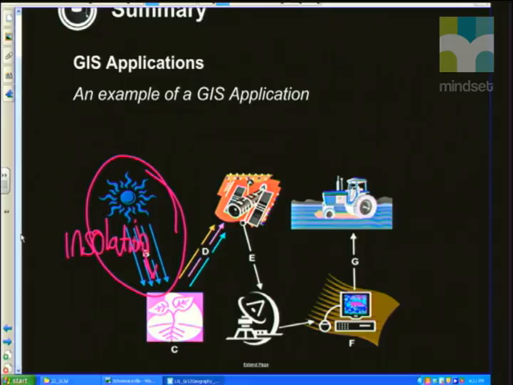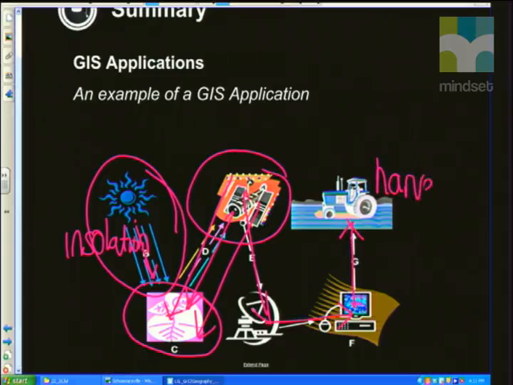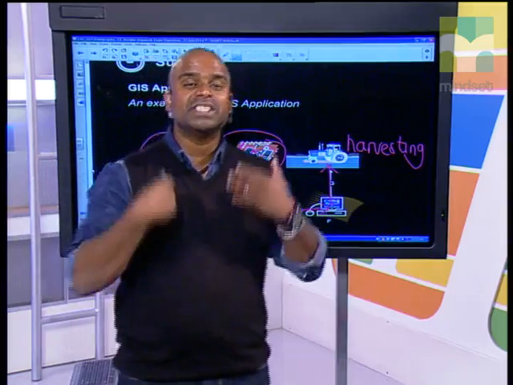Incoming solar radiation will determine the amount of crop being grown. Through the use of satellite images, which photograph or image a particular area of agricultural growth, that information is sent back to the satellite receiver, captured on a computer, and then harvesting takes place. So, remember, as we grow more with technology, we are better able to plan our agricultural practices in this country.